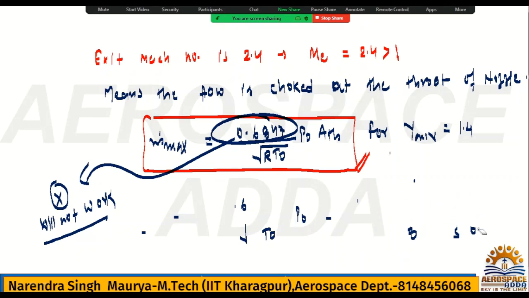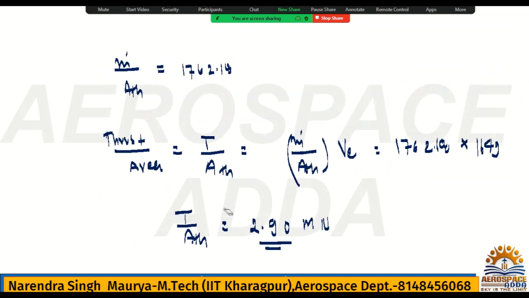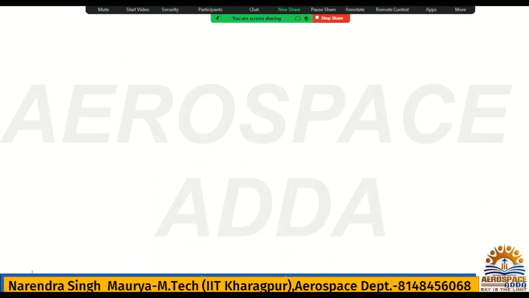Let me correct this. This formula you will not use. In that equation, gamma was there, and since it is a gas in the rocket nozzle, gamma is 1.2 as given, so you cannot use this. Even whatever I have calculated here is not correct. Hope you understood that mistake, right?